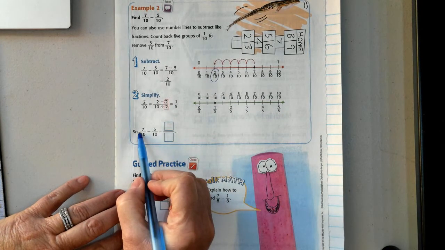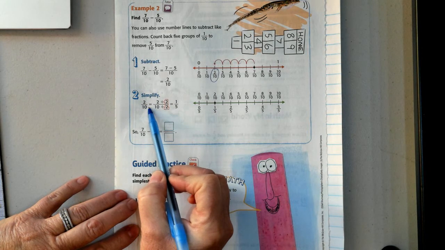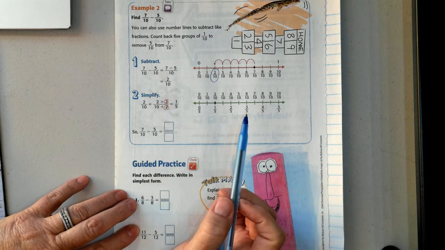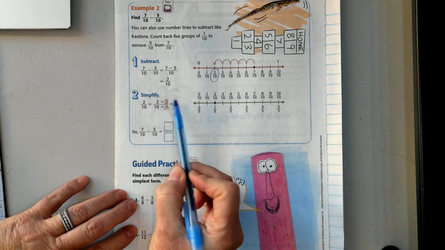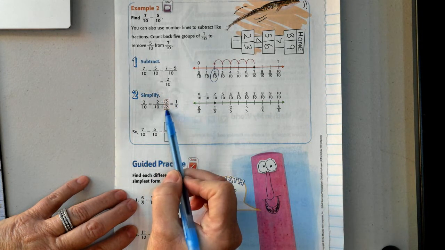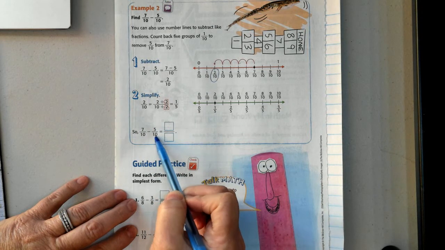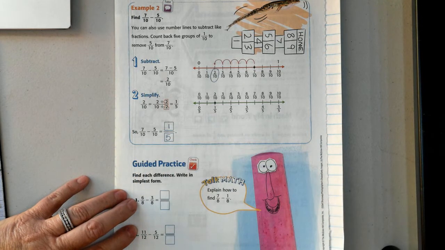So we're going to simplify this fraction. 2/10. The greatest common factor, the largest number that can divide into both, is 2. So 2 divided by 2 is 1. 10 divided by 2 is 5. So 7/10 minus 5/10 is 1/5. And they did the same thing here.